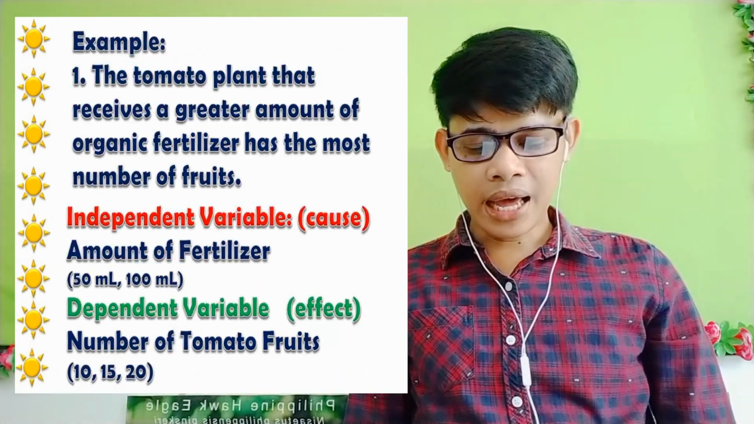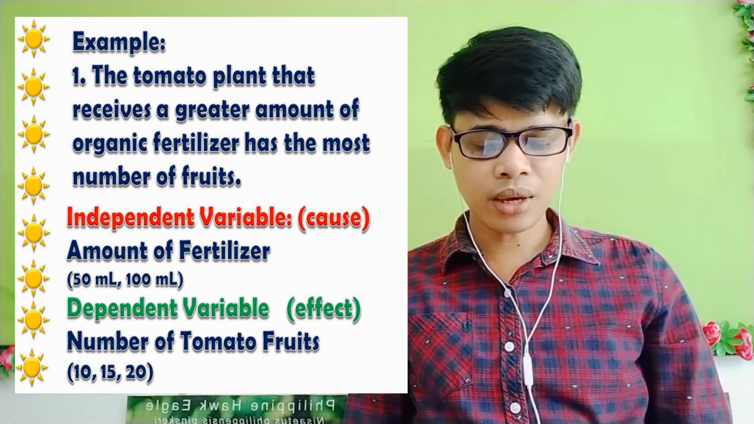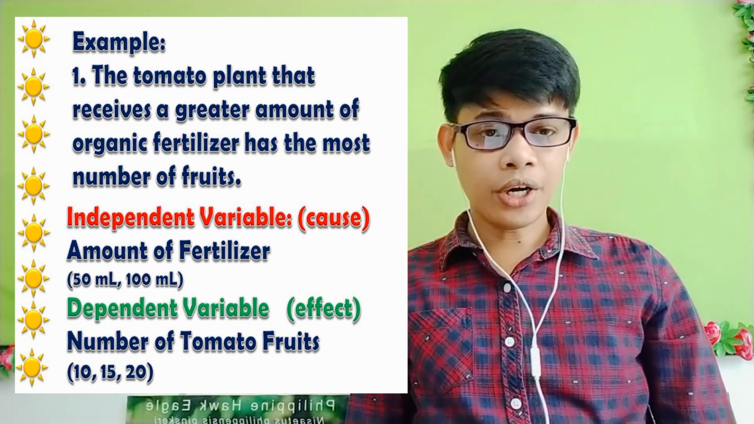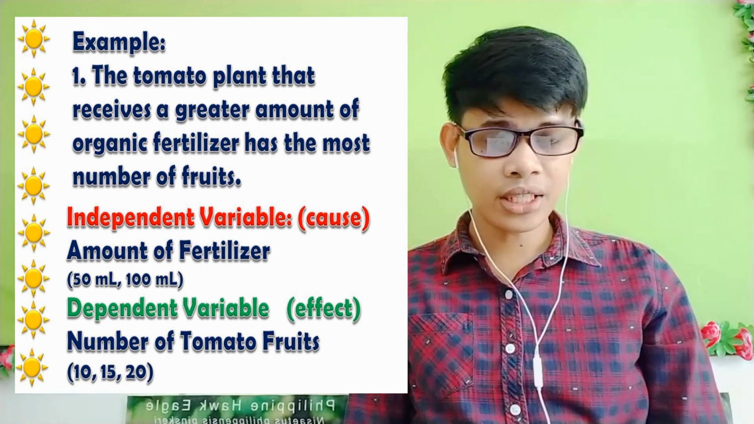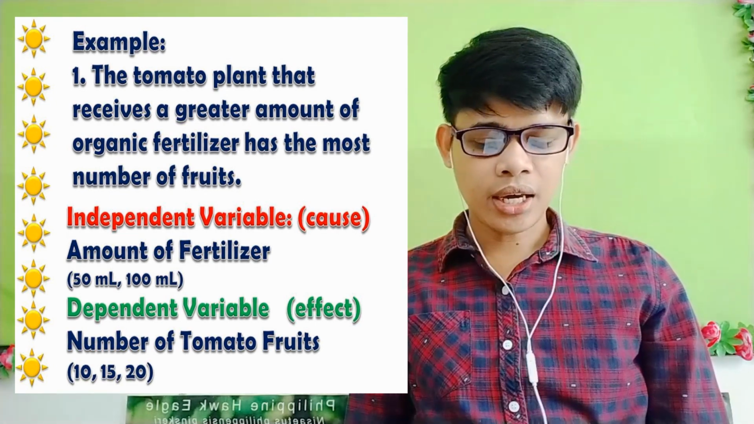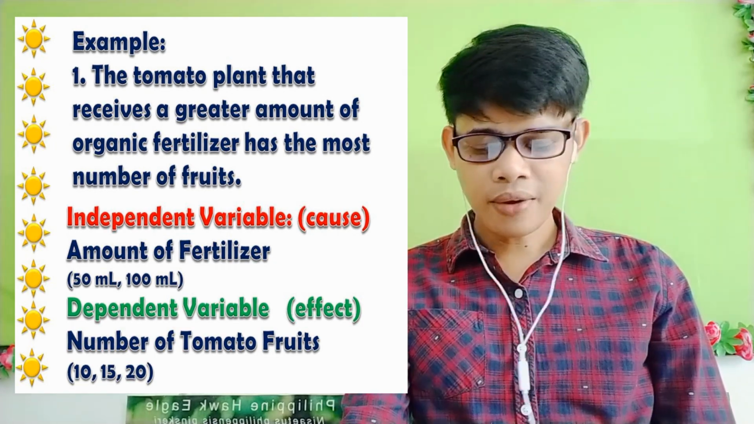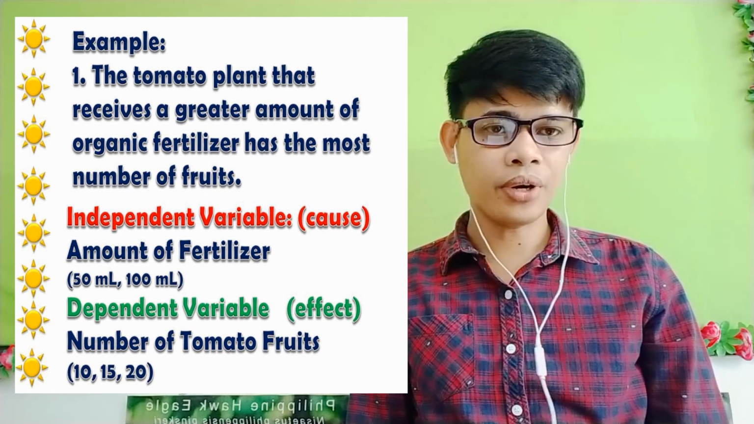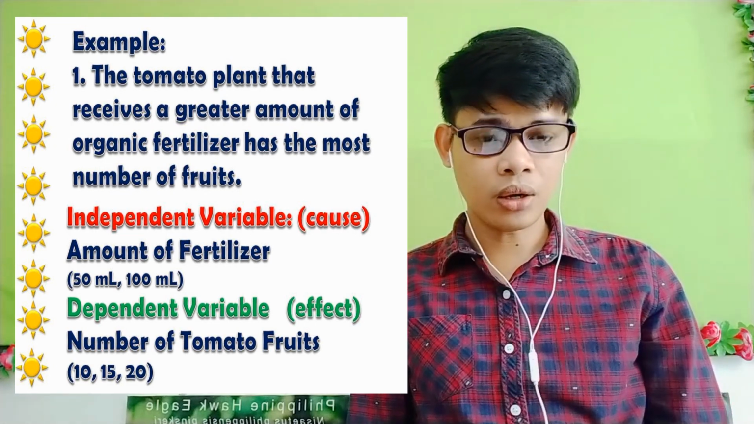The tomato plant that receives a greater amount of organic fertilizer has the most number of fruits. So we have here the independent variable, or the cause, which will be the amount of fertilizer, and this amount of fertilizer can vary. Okay, it could either be 50 ml, 100 ml, or it depends on how you are going to set up your research. So that's our independent variable, the cause.